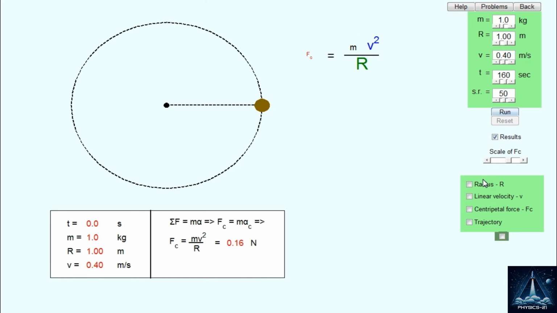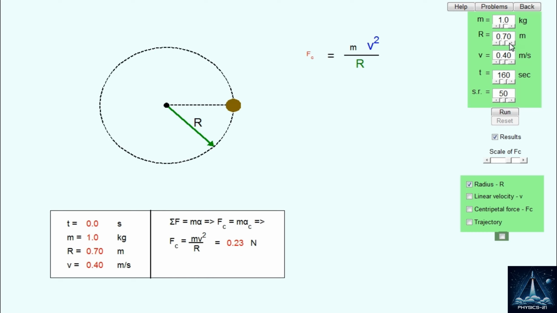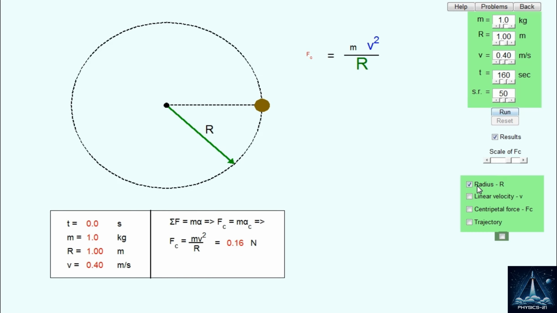The parameter r denotes the radius of the circular orbit. The parameter v indicates the linear velocity of the object. The parameter t denotes the observation time of the simulation. The parameter SR, simulation rate, denotes the rate of the motion simulation.